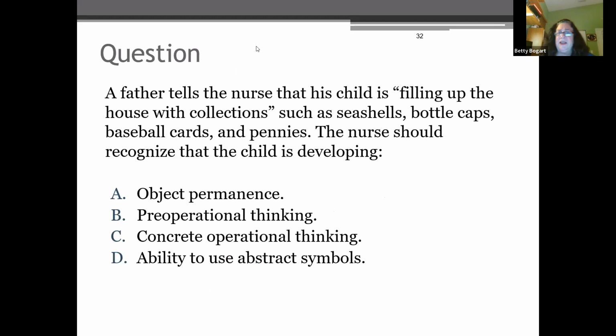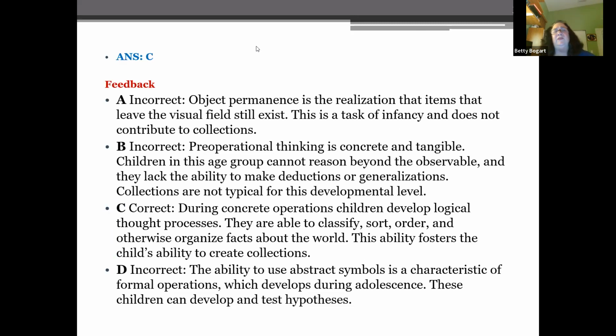Now, a father tells a nurse that his child is filling up the household with collections, such as seashells, bottle caps, baseball cards, pennies. The nurse should recognize, what is the child doing? Well, all of these different things we're going to talk about more, but let's go into it briefly. Object permanence is not the answer, but what object permanence means is a child sees something, they remember it, even if they don't see it in sight.